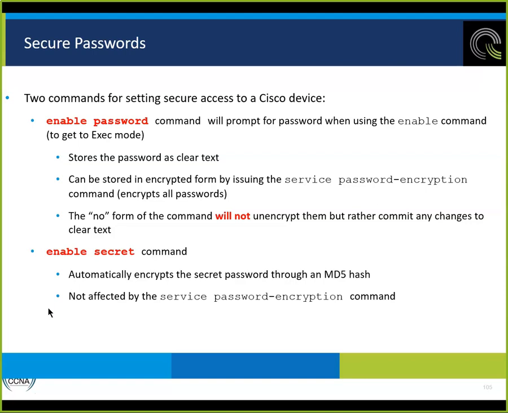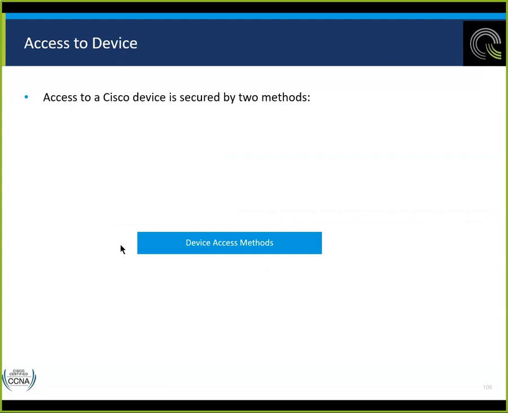Enable secret encrypts the password with an MD5 hash, not affected by the service password encryption command or the no service password encryption command. It overrides the enable password. If both of them are configured, only the enable secret command can be used to get to the resources.